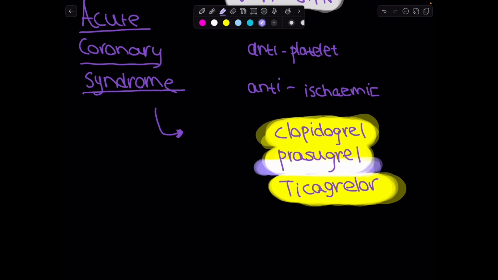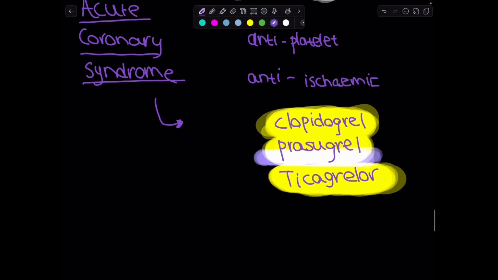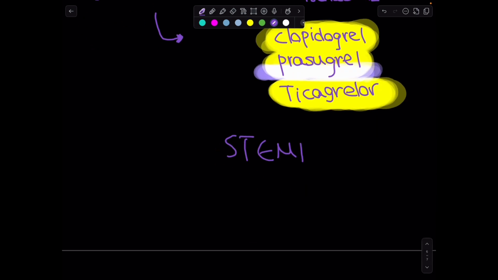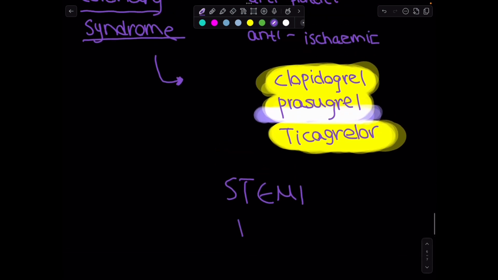Clopidogrel, also a thienopyridine, irreversibly inhibits P2Y12 but is less potent and slower due to variable metabolism, making it a standard choice for ACS but less effective in some patients. Ticagrelor, a cyclopentyltriazolopyrimidine, reversibly binds P2Y12, offering rapid, potent action with lower heart attack risk than clopidogrel.